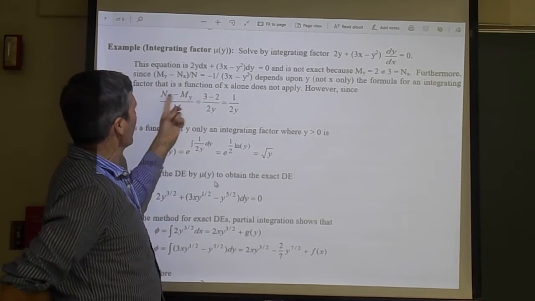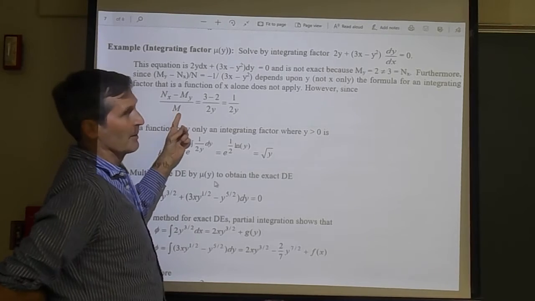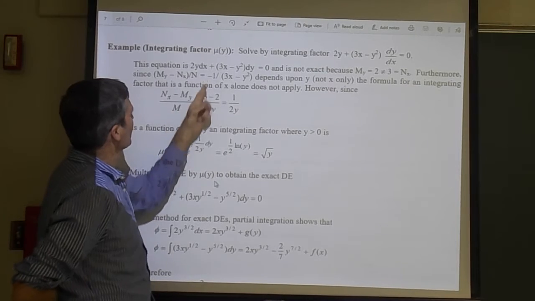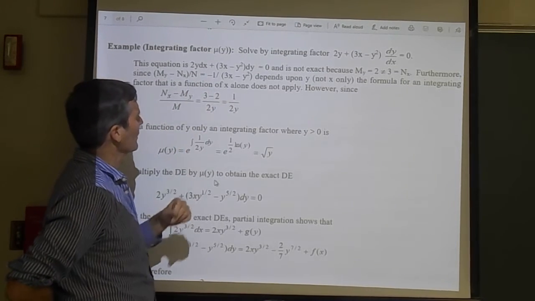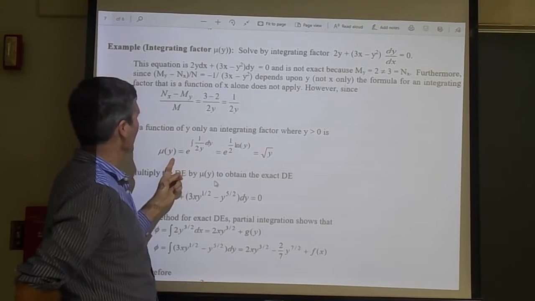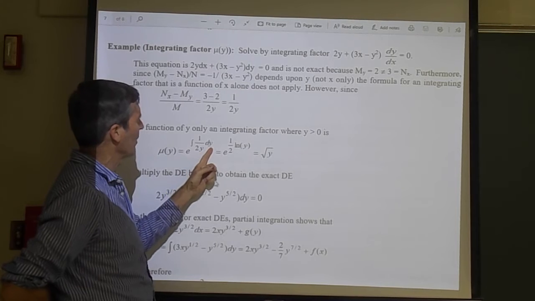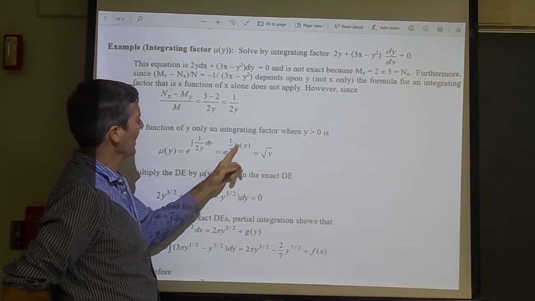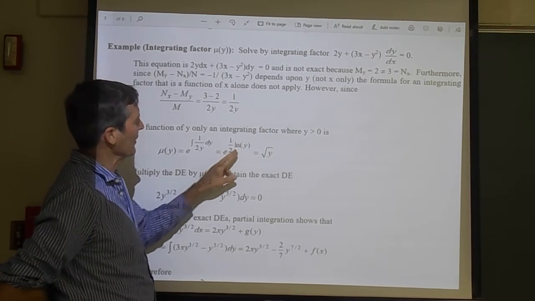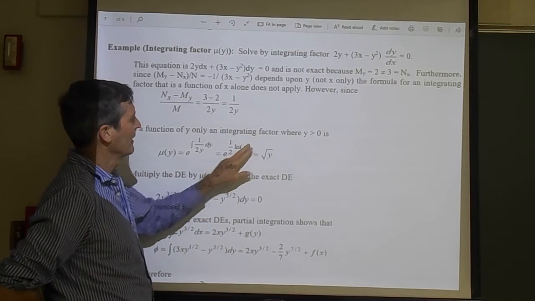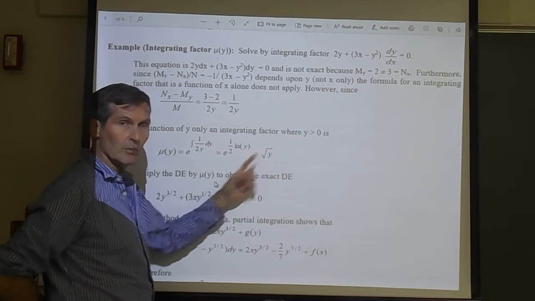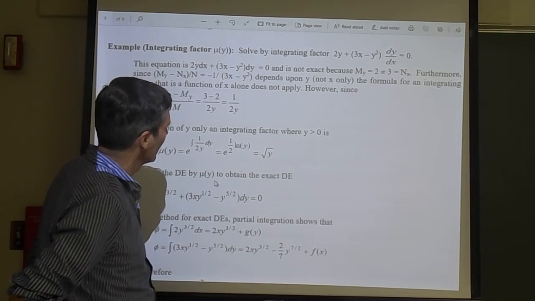Well, let's hope that nx minus my over m is a function of y only, because then I'm out of tricks, right? So nx was 3, my was 2, all divided by m, which was 2y, and sure enough I get 1 over 2y, a function of y only. e to the integral of this will be an integrating factor, so I take e to the integral of 1 over 2y dy, which gives me e to the 1/2 ln y, and remember you can bring the 1/2 into the exponent. This is e to the ln of y to the 1/2. e and ln undo each other, and you get y to the 1/2, or square root y. So square root y is an integrating factor of this equation, a function of y only.